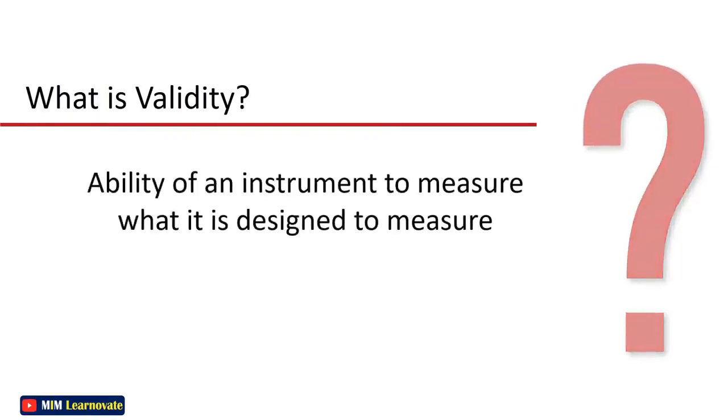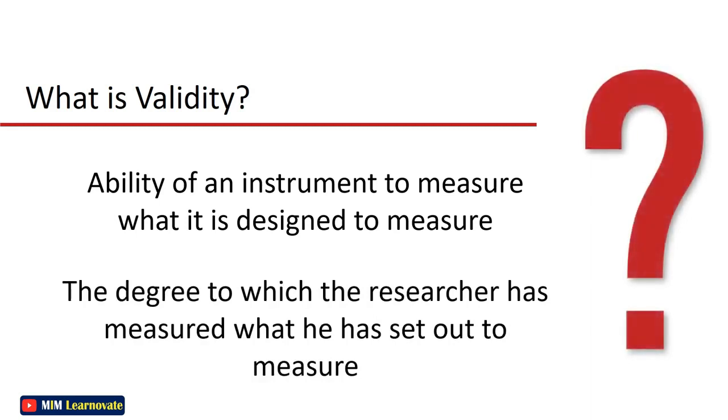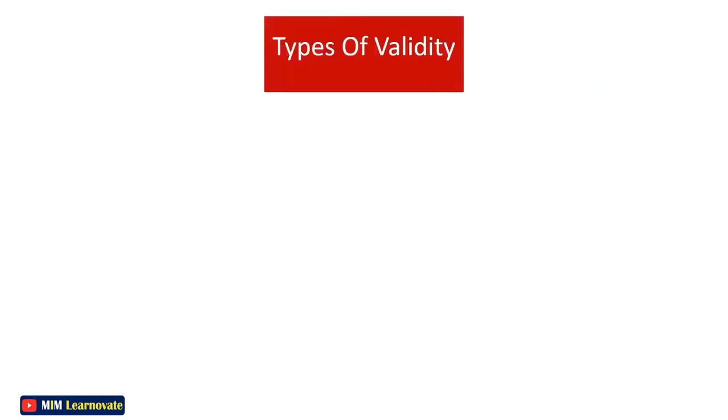What is validity? Validity is the ability of an instrument to measure what it is designed to measure. Smith 1991 has defined validity as the degree to which the researcher has measured what he has set out to measure.